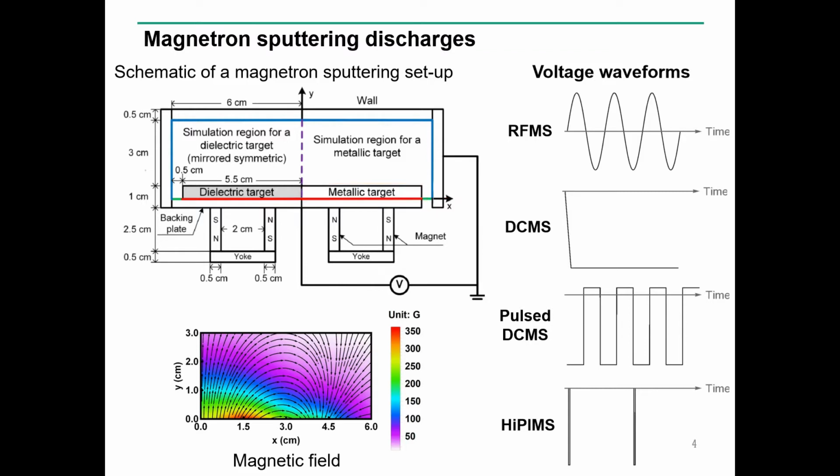Here we show some typical voltage waveforms commonly used in magnetron discharges, that is, radiofrequency, direct current, and pulsed DC with a frequency in the hundreds of kilohertz, and high power impulse magnetron sputtering discharge with a very small duty cycle and a very high power density per pulse, ensuring that the time-average power density is the same as in the DC case.